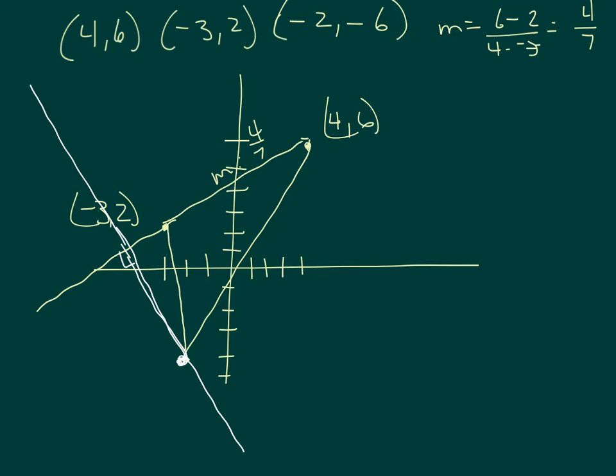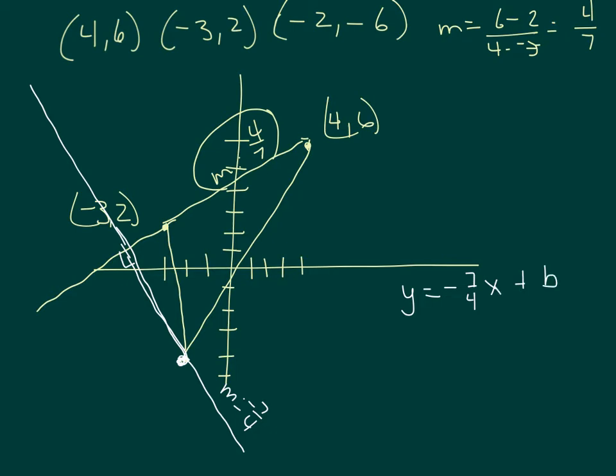So if the slope of this line was 4/7, what's going to be the slope of my white line, which is perpendicular to that? -7/4, right? So my slope of my perpendicular line would be m equals -7 over 4. So let's write the equation for that. y equals -7 over 4 x plus b.